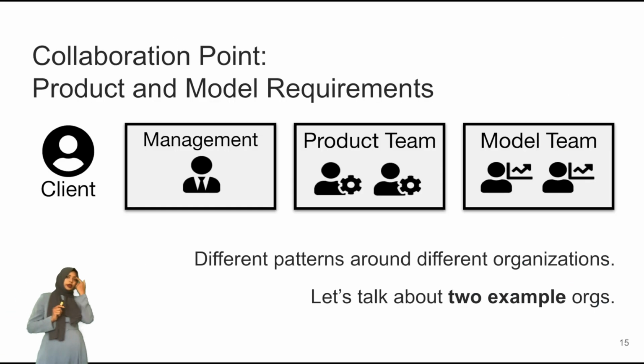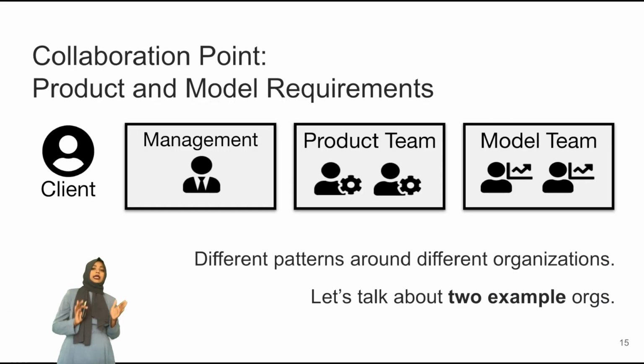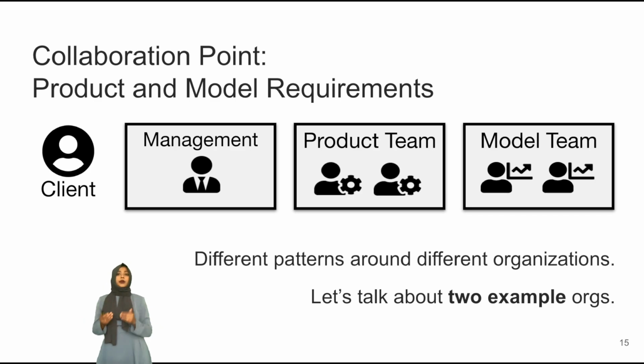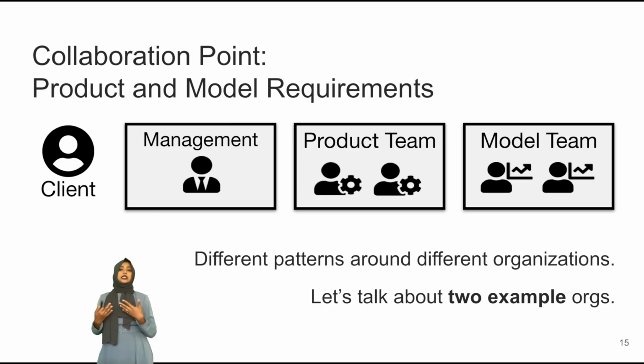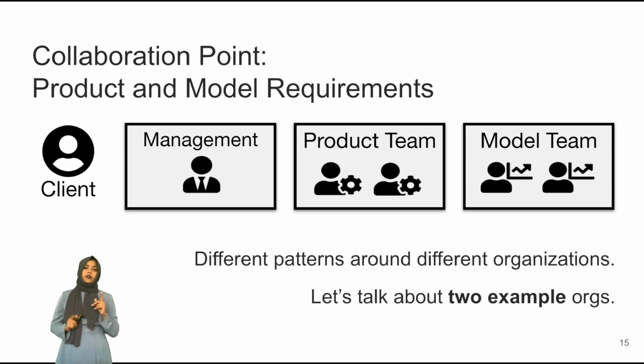In this collaboration point, we'll talk about the model and the product requirements. The primary collaborators of this collaboration point are the model team and the product team. The client and the management are also involved in shaping these requirements. As I mentioned, there is no global pattern of facing similar challenges, which is true for this collaboration point as well. I'll show you 2 examples of 2 different patterns of such organizations in the next few slides.